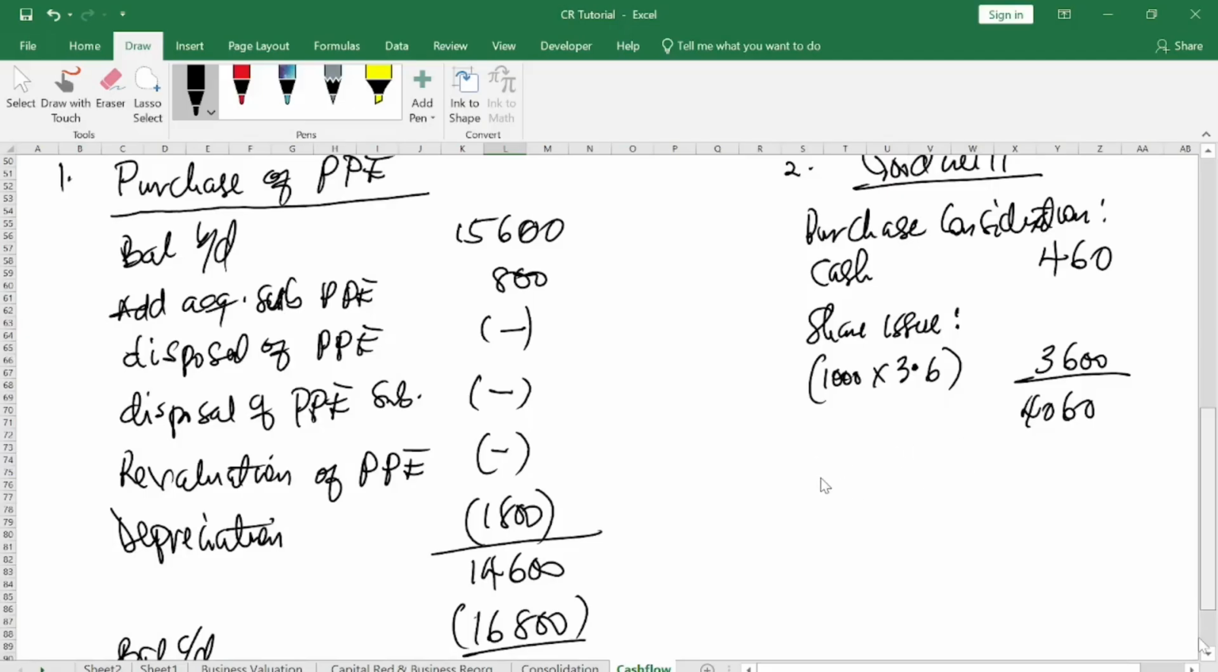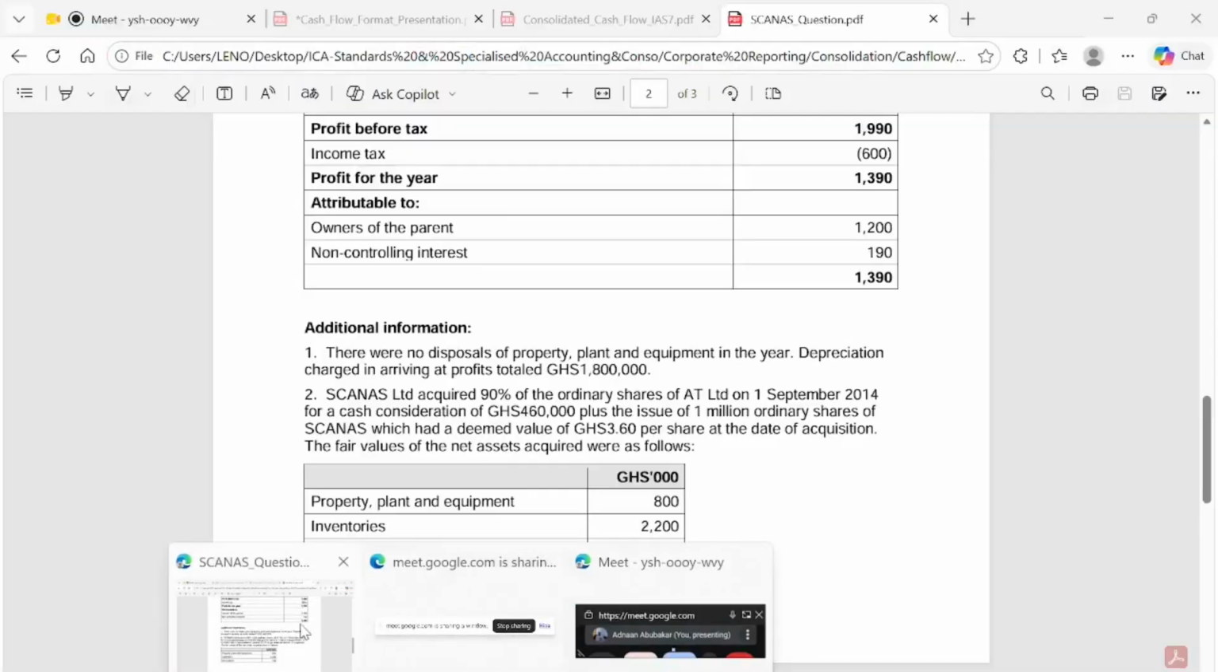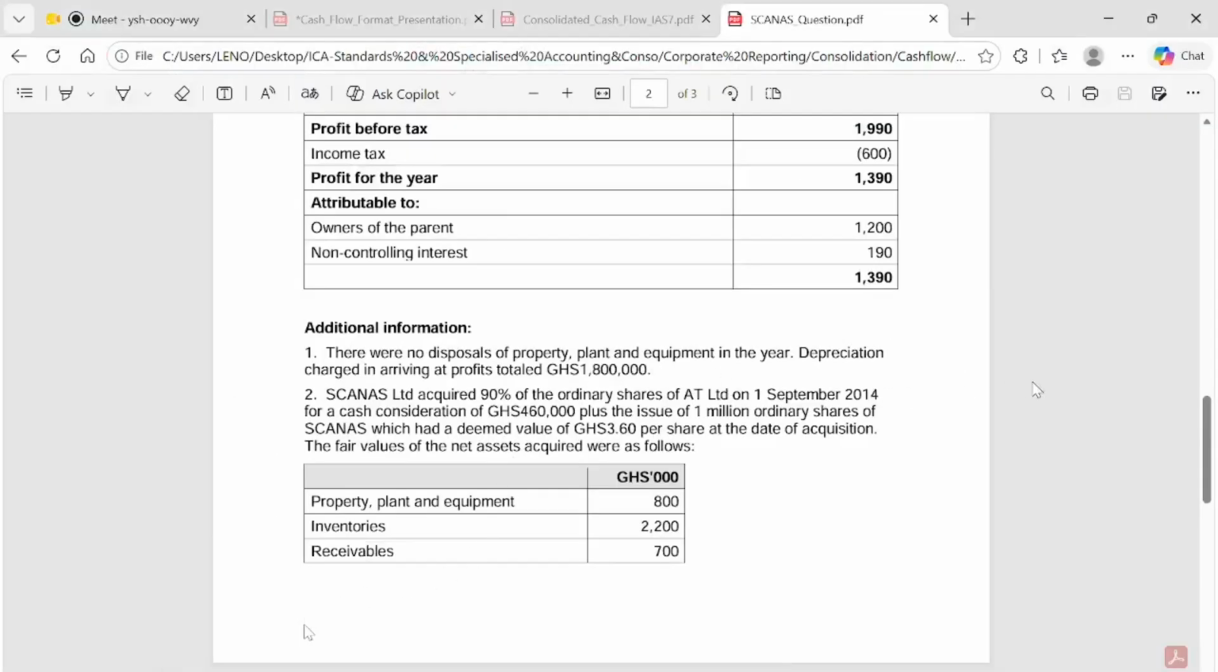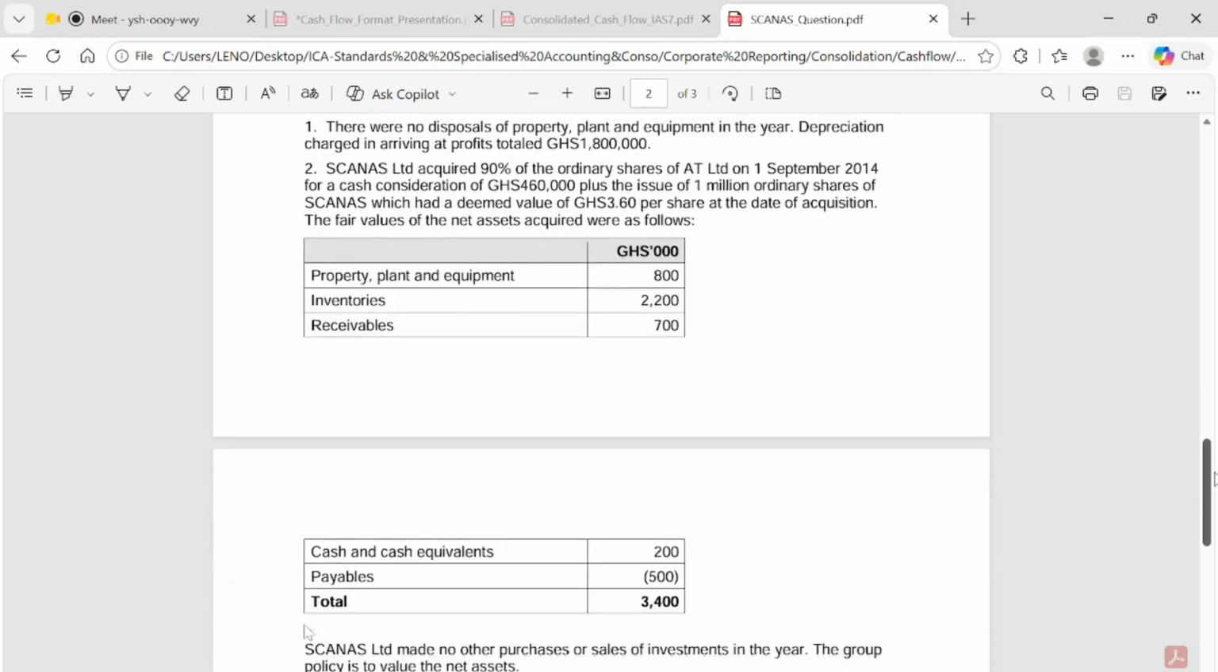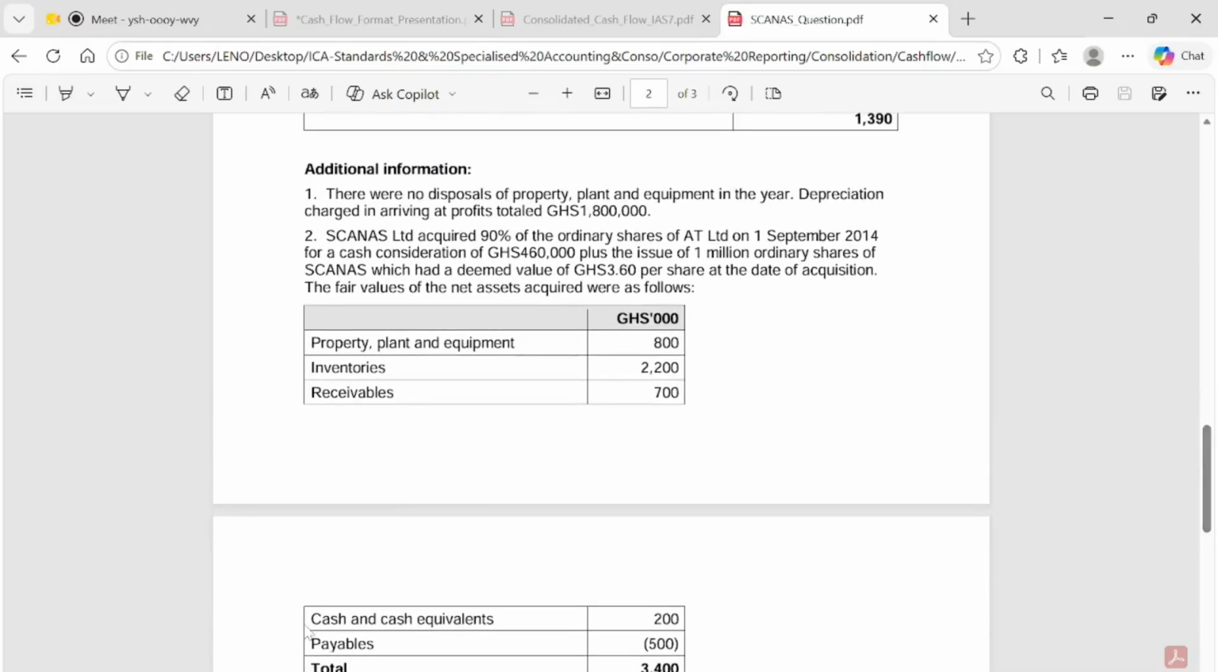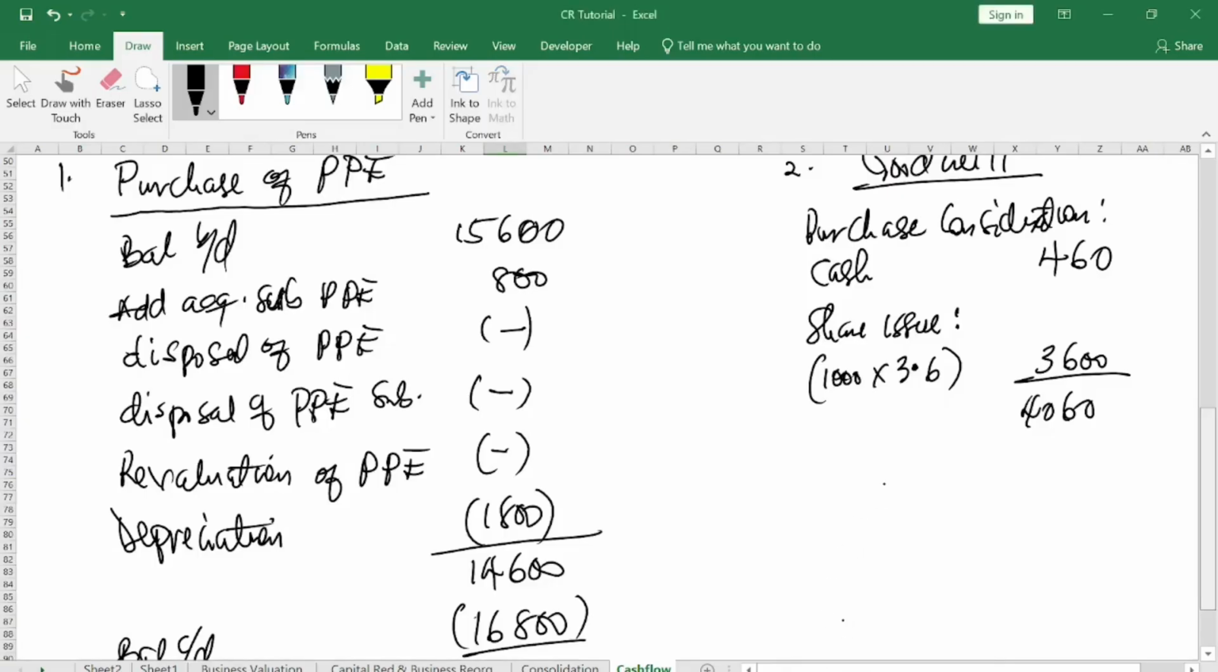So the next thing is NCI fair value. You ask yourself, did they tell you the NCI fair value in the question? No, we didn't say anything like fair value, so that means you use the proportionate method to determine the goodwill of the subsidiary. I told you that we have two methods. Either you pick the parent percentage and multiply by net asset at acquisition, or you take the subsidiary percentage, multiply by net asset, then add it to this one, then less the total net asset at acquisition.